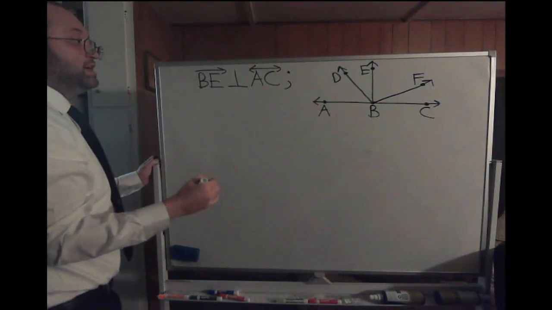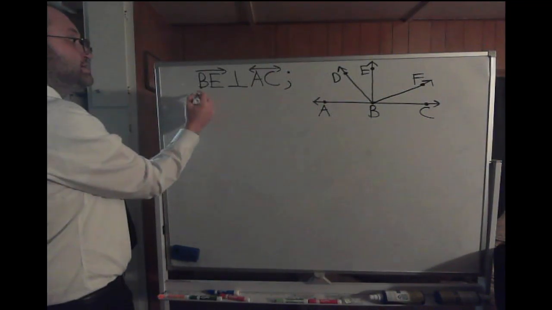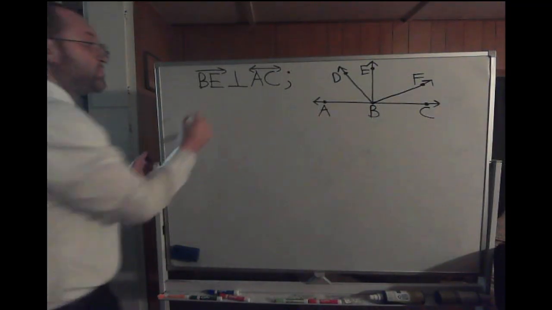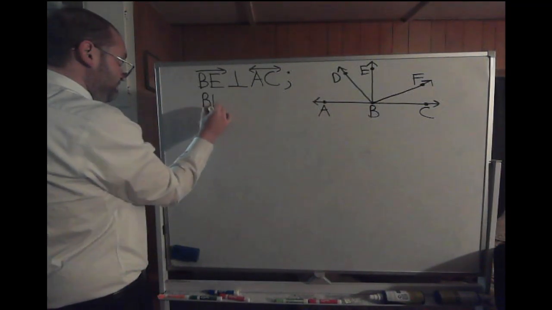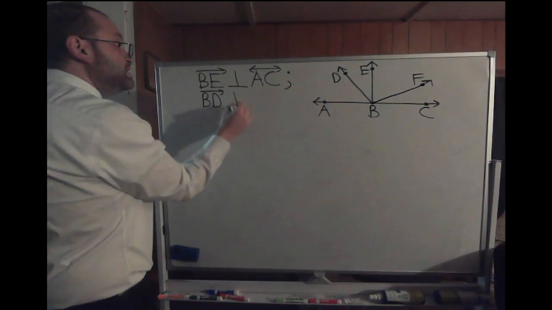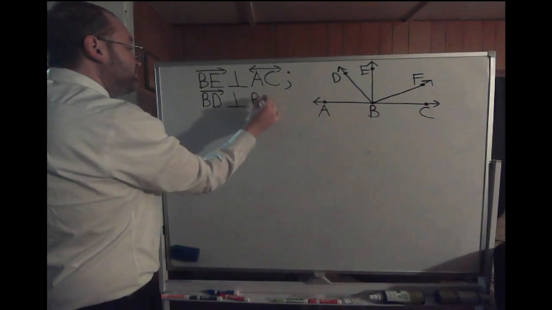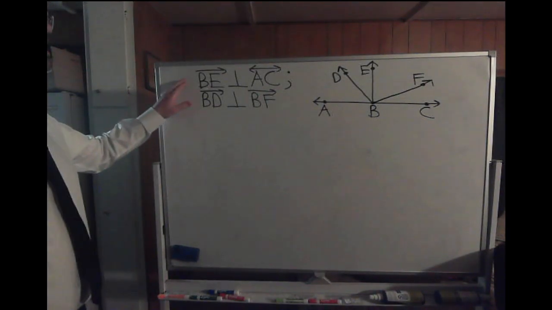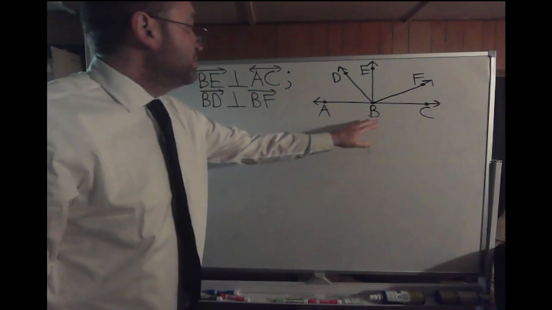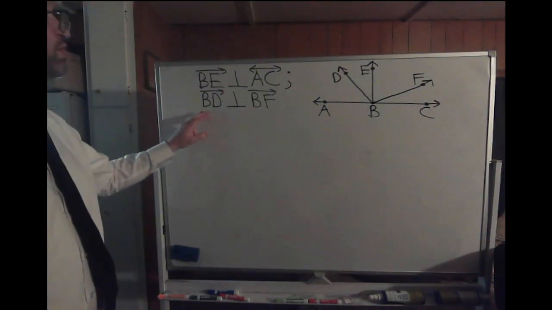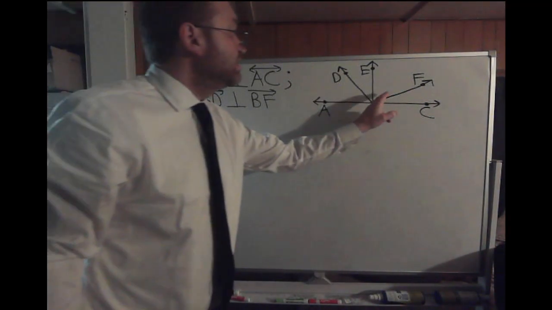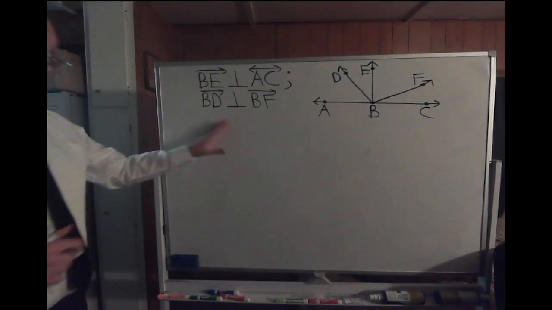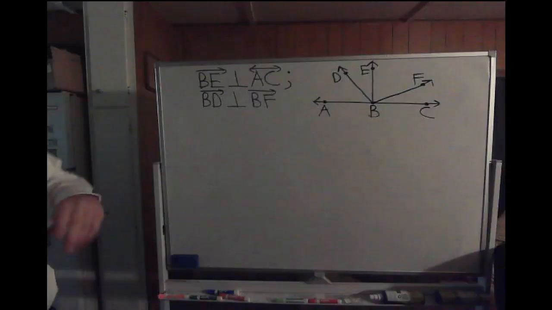We are also given that, if it's what I think it is, yep, ray BD is perpendicular to ray BF. So we've been given here that ray BE is perpendicular to line AC. Ray BD is also perpendicular to ray BF. So we can start with that.